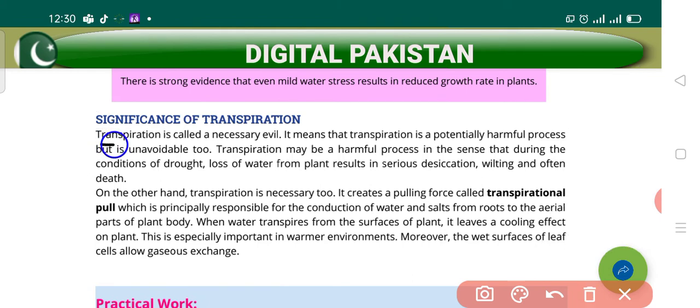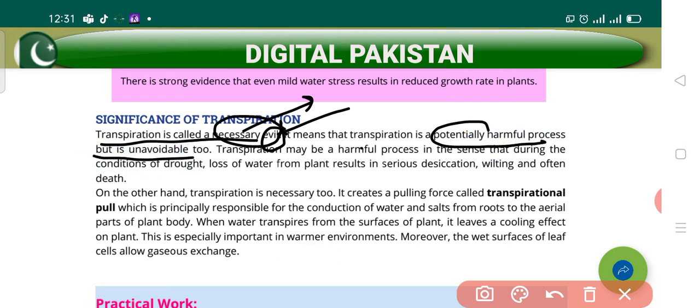But transpiration is also called a necessary evil. Necessary means that we want transpiration. It is very much important. But evil means that it is also very harmful for the plant. It is known as a necessary evil. So what does it actually mean? Transpiration is basically a potentially harmful process but unavoidable too. It means that transpiration is harmful but we cannot stop it. We cannot say no transpiration, because transpiration is also very much important.